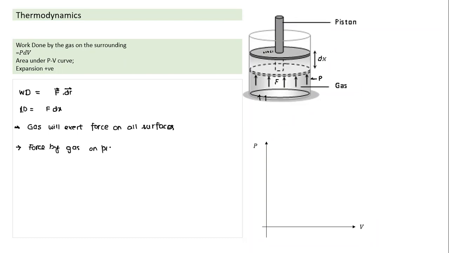Which is very easy to understand. The force exerted by the gas on the piston will depend on the pressure of the gas, P, times the area of the piston. Thus, that is the force the gas exerts. And when is the work done? Work is done when there is a displacement.